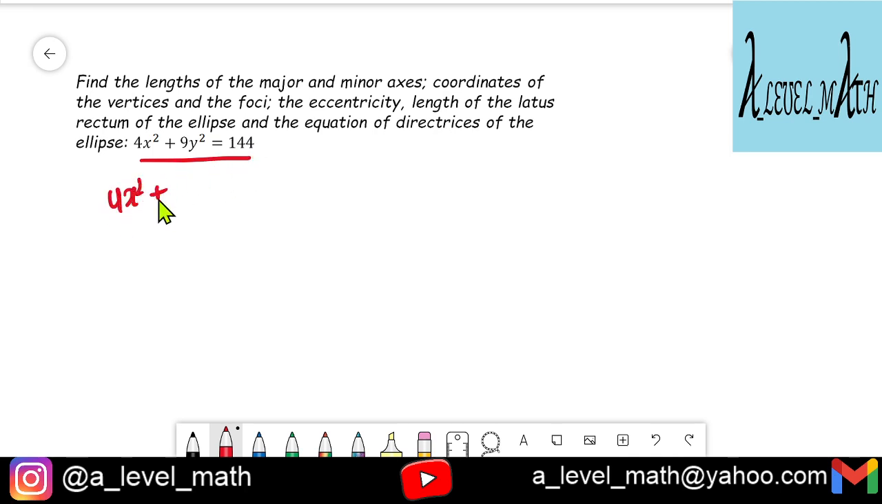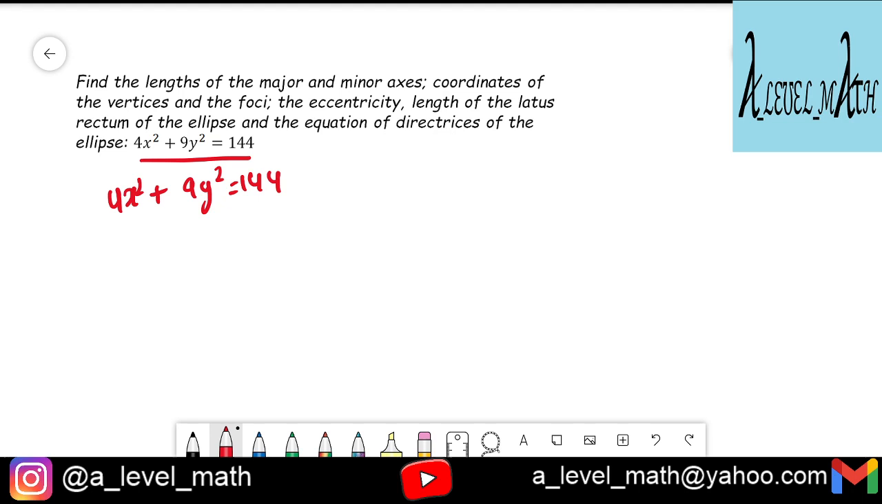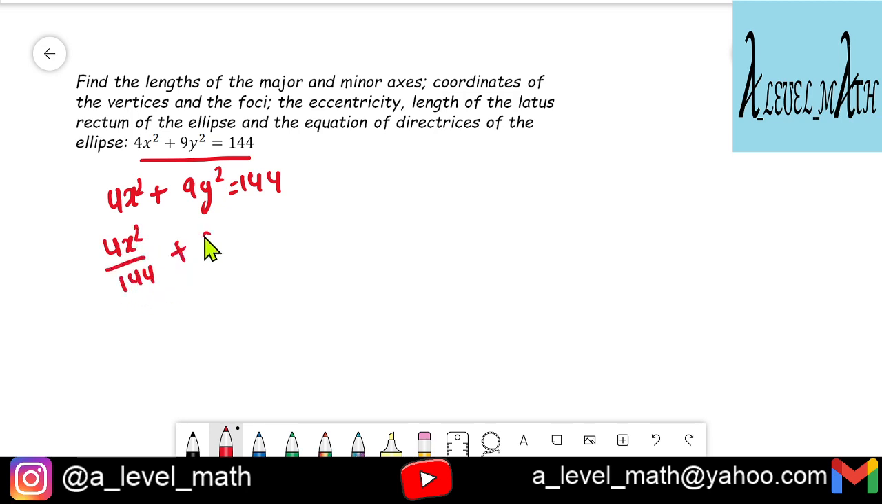So it's 4x square plus 9y square is equal to 144. If I divide throughout by 144, because I need to have a 1 on the right hand side. Remember, x squared by a squared plus y squared by b squared is equal to 1. So I need to have a 1. So I divide everywhere by 144. So 4x square by 144 plus 9y square by 144 is equal to 1.